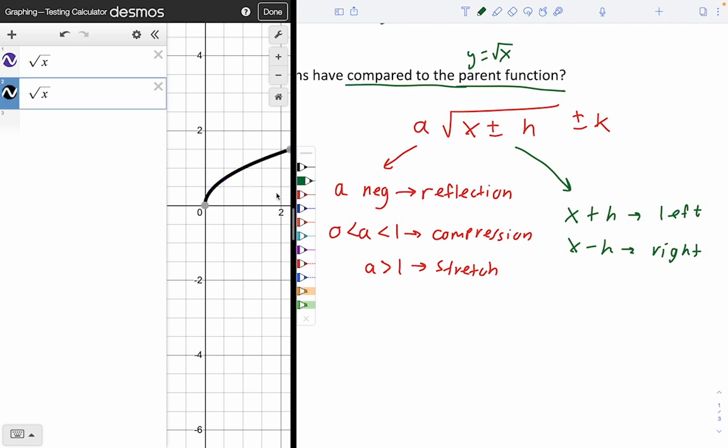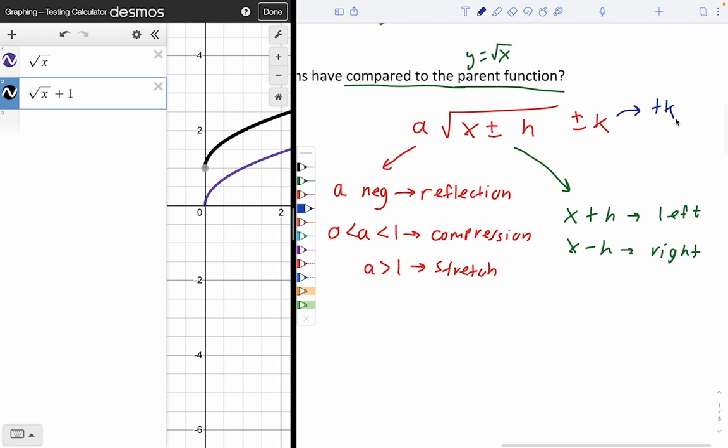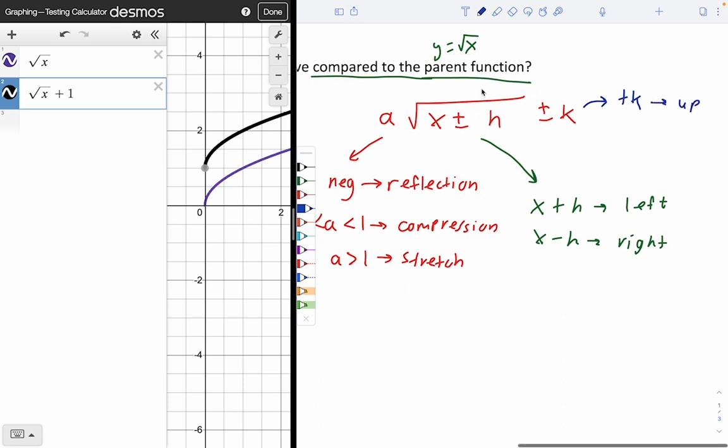Last, the k value. So let's see what this does. If I make it a square root of x and at the end I put a plus 1, what happened? It went up 1. So if it's a plus k, it will go up. And then if I make it a minus 1, what happened? It went down. So a minus k makes it go down.